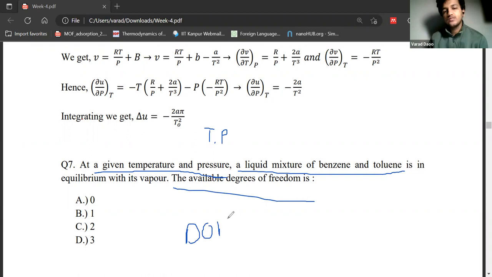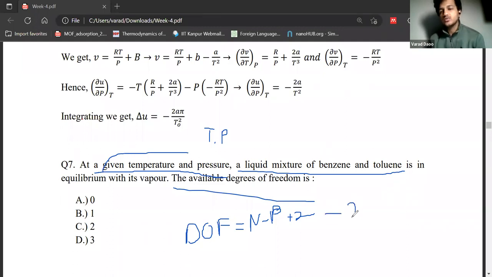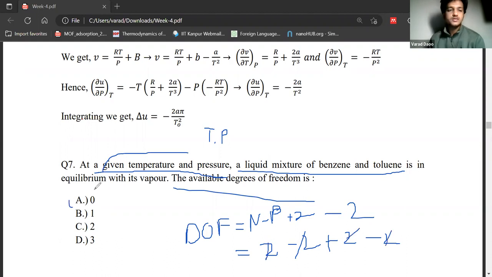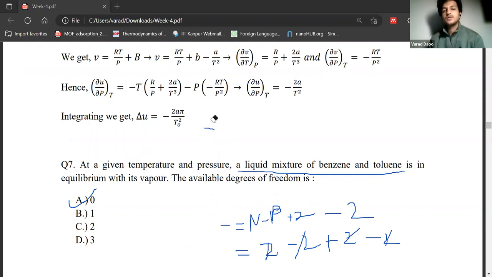The degrees of freedom, we know from the phase rule, is C minus P plus 2, where we add 2 for temperature and pressure. Because here the temperature and pressure are already defined, we have to subtract 2 here. The number of components is 2, and the number of phases is also 2, liquid and vapor. So the 2 and the 2 cancel, and that means the answer is zero. Let us check what the answer is.